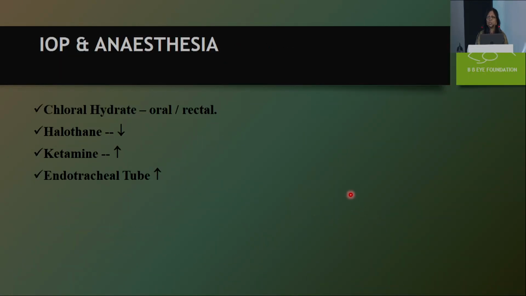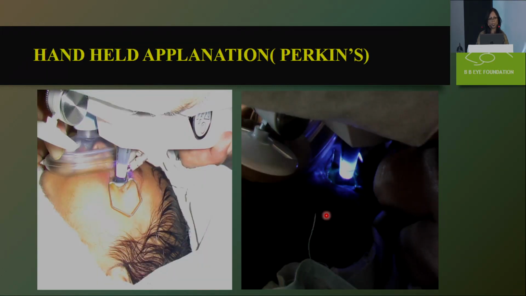Just a little bit about intraocular pressure and anesthesia. So chloral hydrate is the perfect anesthesia for measuring intraocular pressure. Halothane reduces it, ketamine increases it, and of course endotracheal intubation increases it. And on that note, I'd like to say that the Perkins handheld tonometer is the best that one can use as an ambulatory tonometer and under anesthesia, if you're examining a child under anesthesia or performing a trabeculectomy.